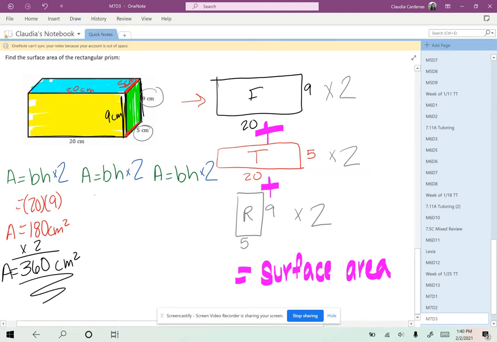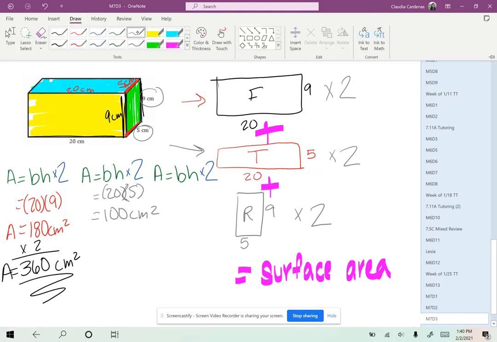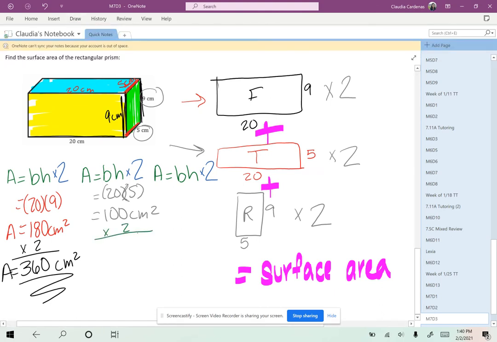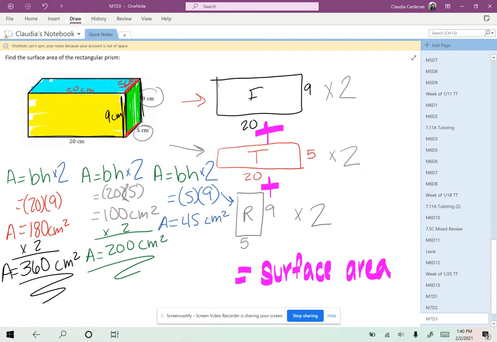Now let's look at the top piece. The dimensions are 20 by 5, which is 100 centimeters squared. But again, we have to double it because now we also have the bottom piece, which is 200 squared centimeters. So now we have the top and the bottom. And we are left with this piece, the right and the left, which has dimensions of 5 and 9, which we know is 45 squared centimeters. But then again, we have to double it so that we can find the left side, which is 90 squared centimeters.